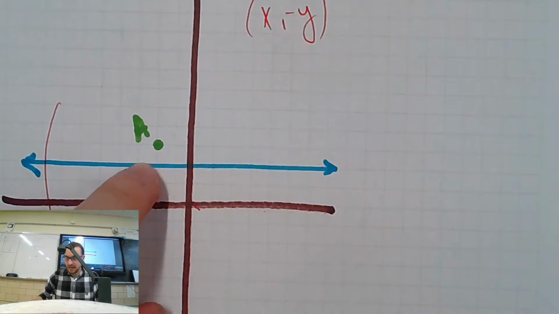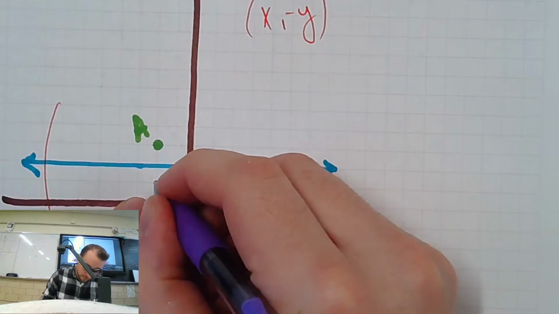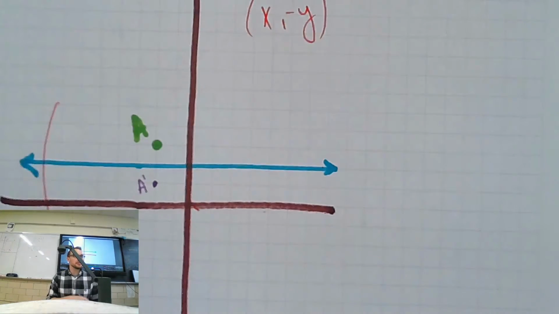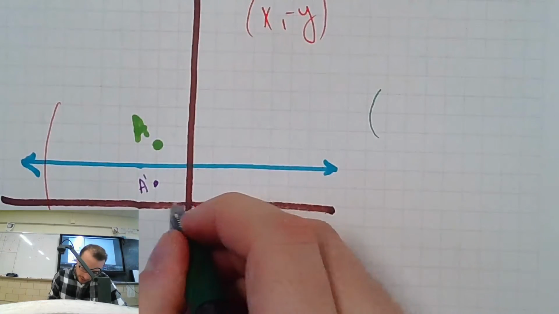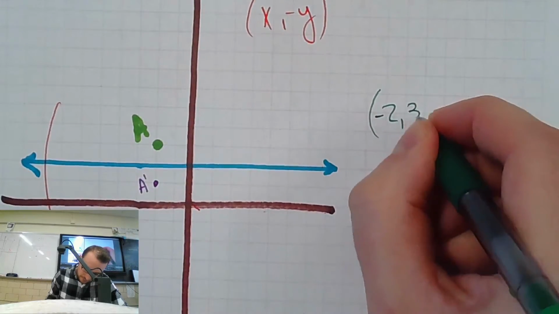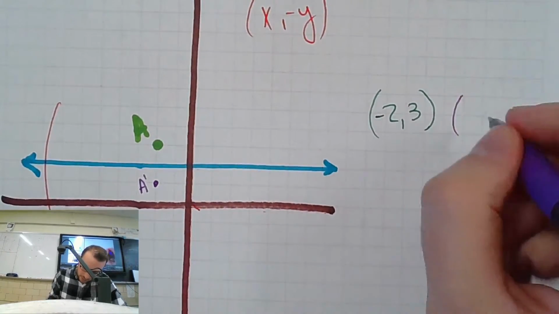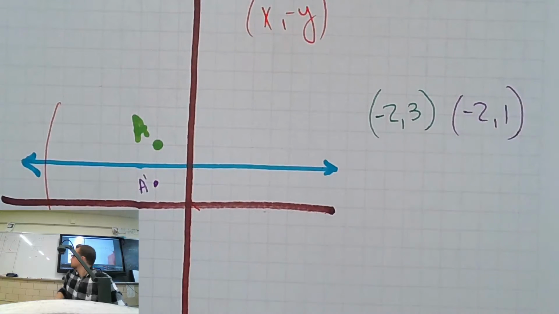We know that A is going to flip to here because it's the same distance on both sides of the mirror, right? A's coordinates are -2, 3. And A prime's coordinates are -2, 1.